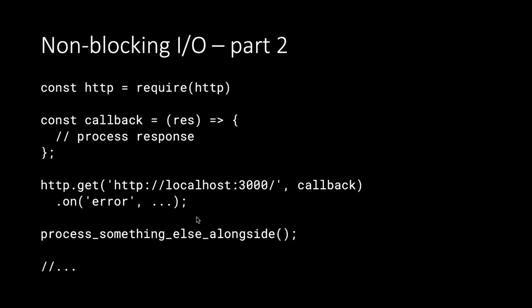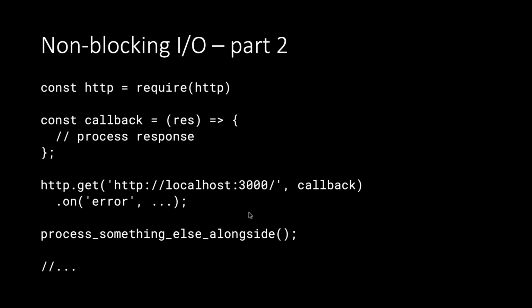Let's move on. So this example shows how top-level asynchronous I/O API looks like in Node.js. In this example, we send an HTTP GET request to an HTTP endpoint. For this, we import the HTTP module. We create a callback function that we would like to be called when we get the response from the endpoint. Then we call HTTP GET method with the URL of the endpoint, and we pass the callback.